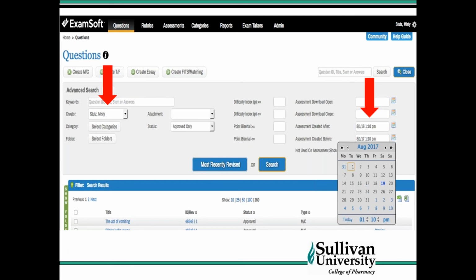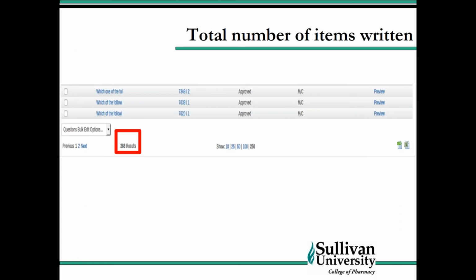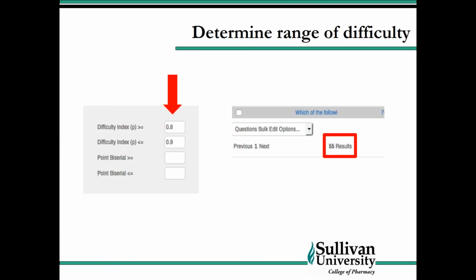Then it'll list all the questions that were written. If you go to the bottom, it gives you the overall results, and that would be the total number of items written in that time frame. Then you can narrow it down by difficulty level. So in this case, I said that it had to be greater than 0.8 but less than 0.9. And there were 55 results that were in that category.